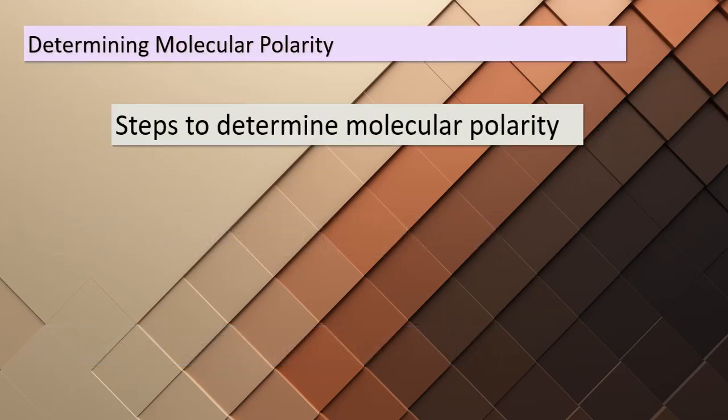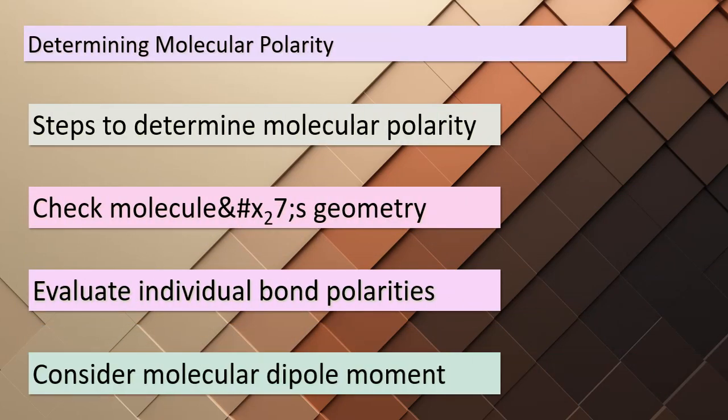You're doing fantastic, my attentive learners. Now, let's walk through the steps to determine whether a molecule is polar or nonpolar. First, examine the molecule's geometry. If it's symmetrical, there's a good chance it's nonpolar. If it's asymmetrical, polarity is more likely. Next, assess the individual bond polarities. If the atoms within a bond have a significant difference in electronegativity, that bond is likely polar.